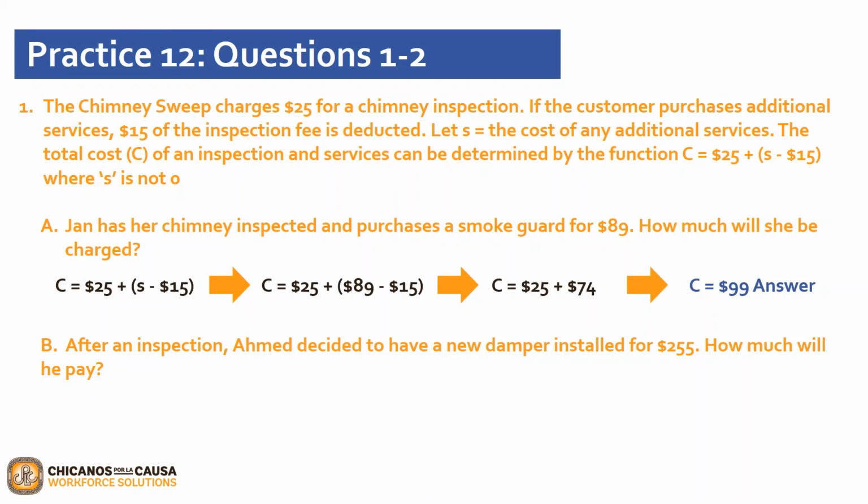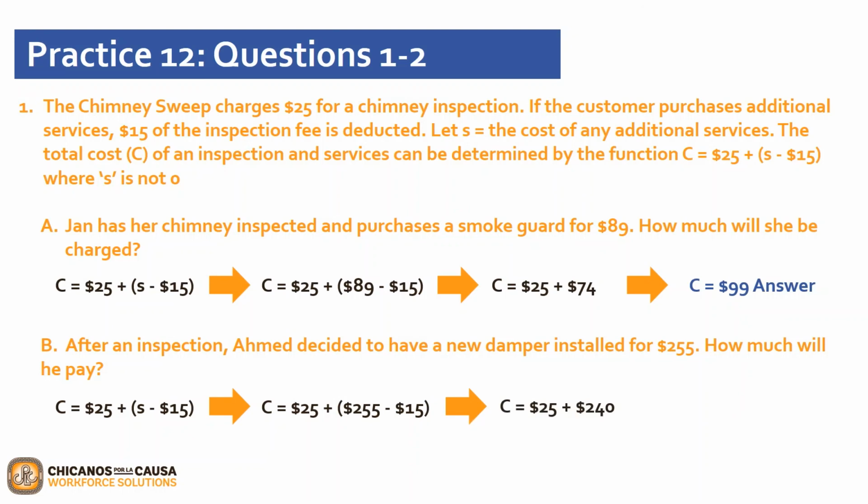Now let's move on to letter B. After an inspection, Ahmed decides to have a new damper installed for $250. How much will he pay? This is going to be the exact same thing, except instead of $89, now we have $255. So we have C equals $25 plus S minus 15. This turns into C equals $25 plus $255 minus 15. After that quick subtraction, we now have C equals $25 plus $240, giving us a final total cost of $265.